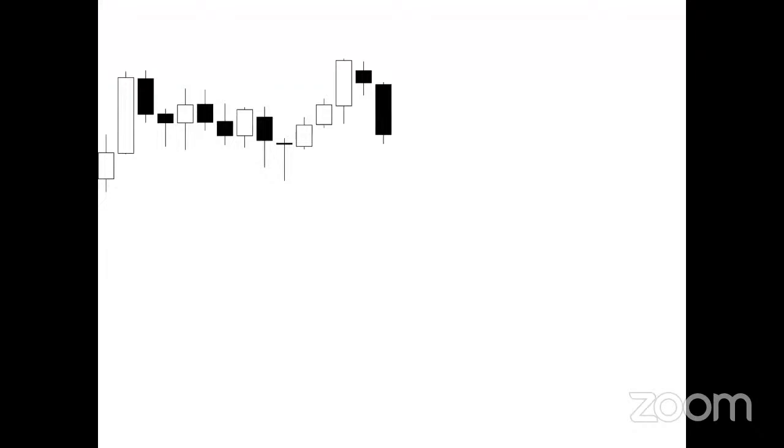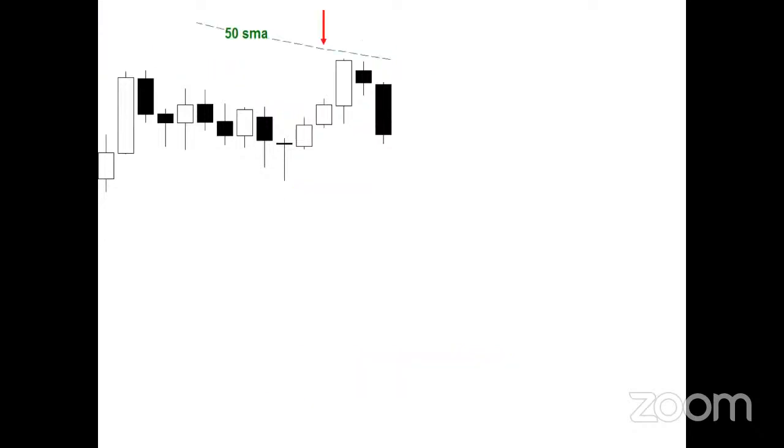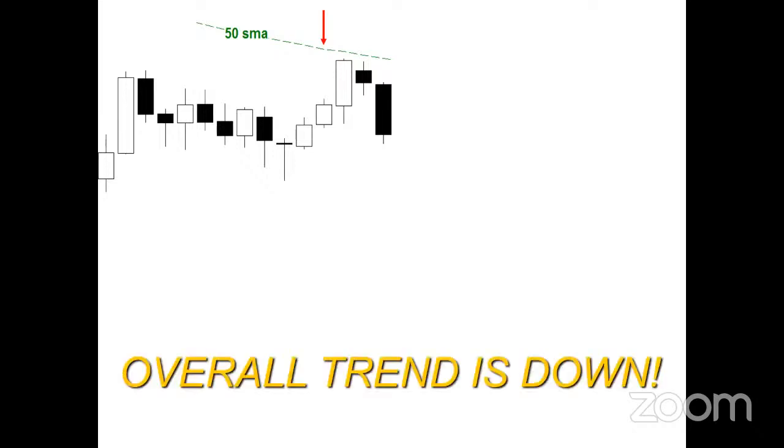Same with this generic chart, okay? Most traders would say, well, I have no idea. There's no trend here at all, okay? That's not true, because once you apply the 50-period moving average, you ask yourself, where is price in relation to that 50-period moving average? Well, it's below. So not some earnings report, not some oversold indicator, overbought indicator, but the market is telling you that the overall trend is down.